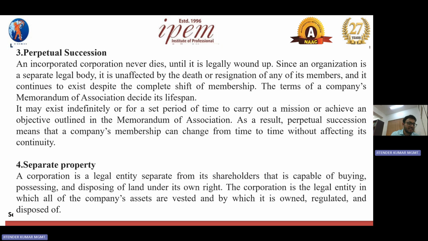Then we further move to perpetual succession. Perpetual succession means a company has a stable form of business organization. Its life does not depend upon the death, insolvency, or retirement of any shareholder, director, or member. It will not be affected by these things. It continues indefinitely, or for the set period, to carry out its mission and achieve the objectives outlined in the memorandum of association. As a result of perpetual succession, the company's membership can be changed from time to time without affecting its continuity. Further, we move to separate property.